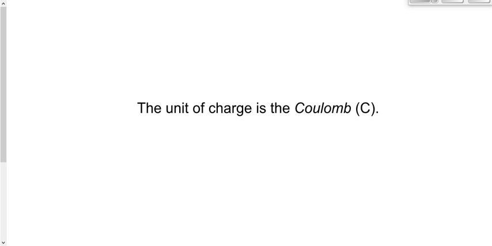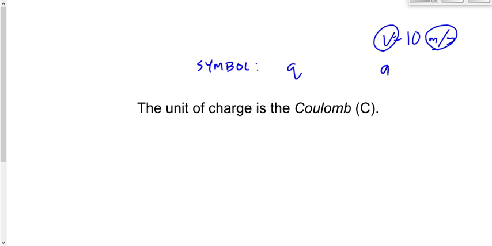The symbol, by the way, is Q. So we'd say for speed, v is equal to 10 meters per second. This would be the symbol. This would be the unit. For charge, we'd say 10 coulombs. This would be the symbol. This would be the unit.